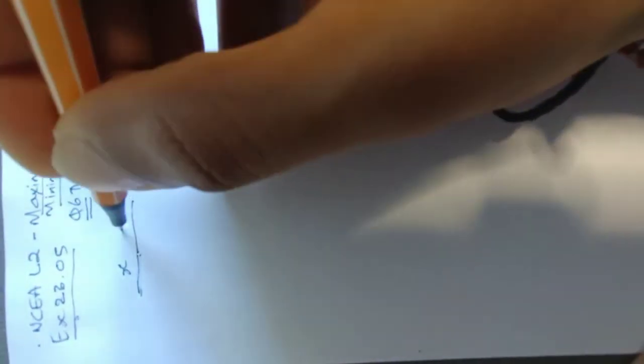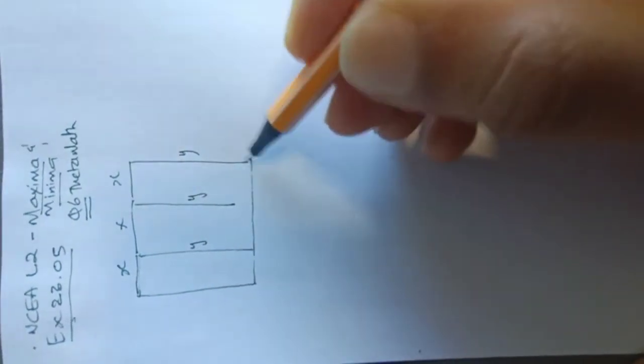So basically the diagram looks like this. You've got x, which is your width, and each of these are length y. And he wants to maximize the area of this.